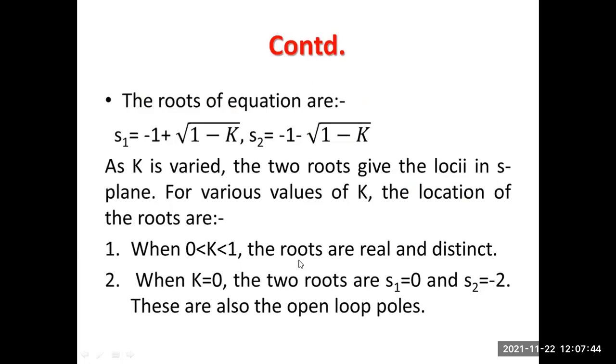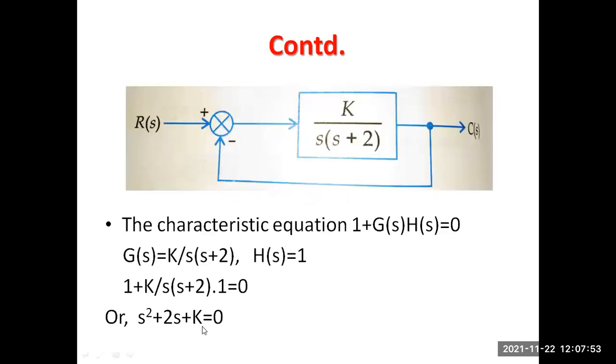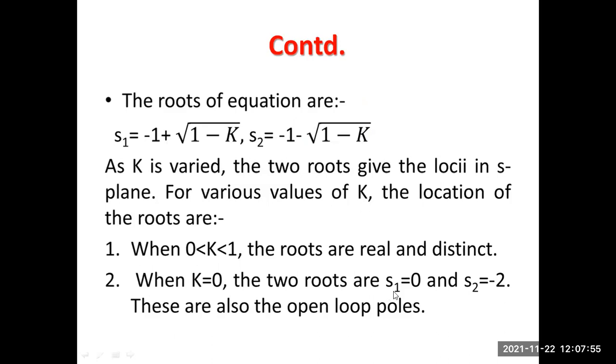Now what we'll do, we'll calculate the roots of this particular equation. Let us say there are two roots because this is a quadratic equation. So s1 equals -1 plus root of (1 minus k), and s2 equals -1 minus root of (1 minus k). So if you vary this k, the roots will give the loci in the S-plane.